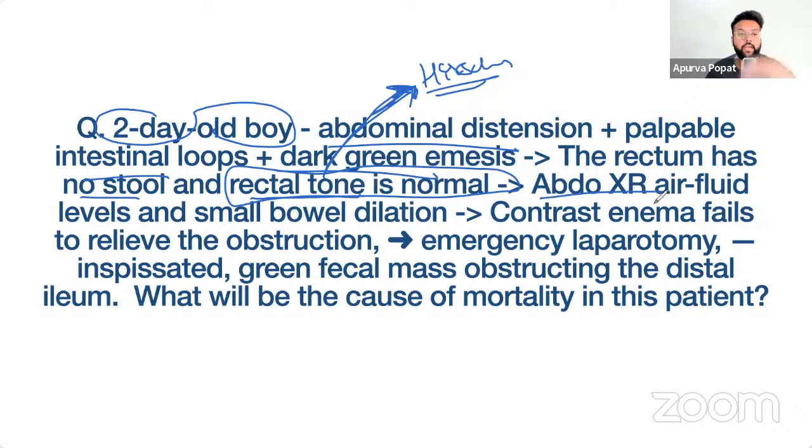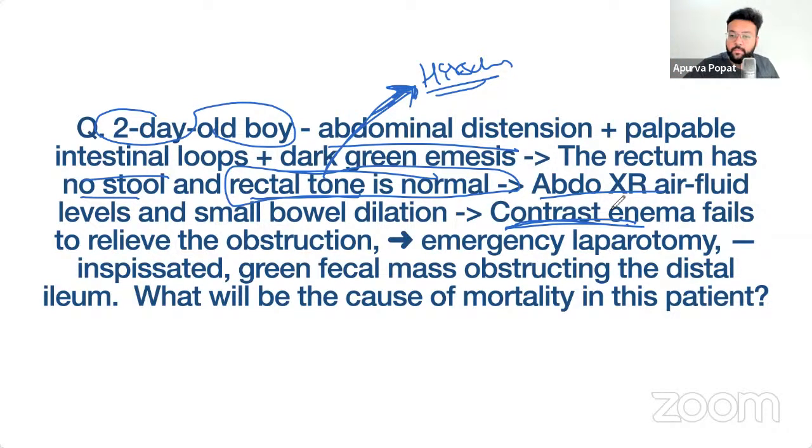Abdominal X-ray shows air fluid levels. Whenever there are air fluid levels, that signifies intestinal obstruction. Contrast enema fails to relieve the obstruction. Now, when do we expect that the contrast enema should relieve the obstruction? In which disease pathology, which we learned in GI, when you give air enema or contrast enema, does that reduce the intestinal obstruction?